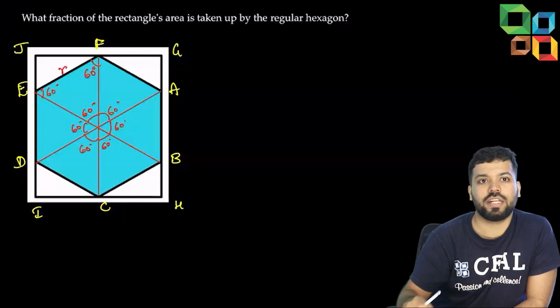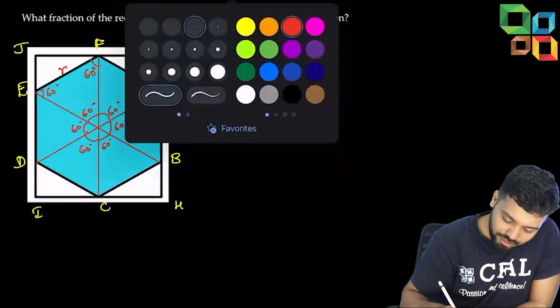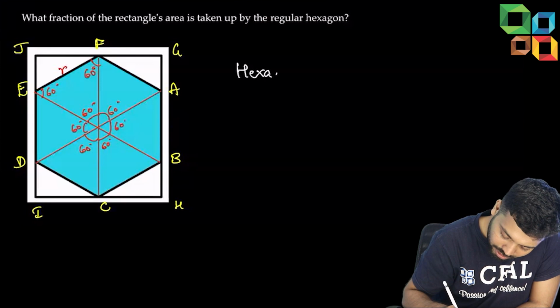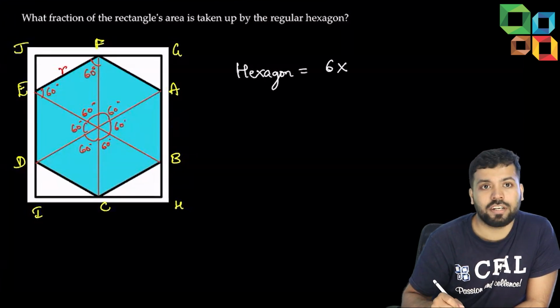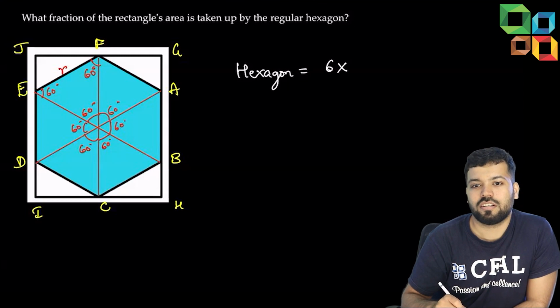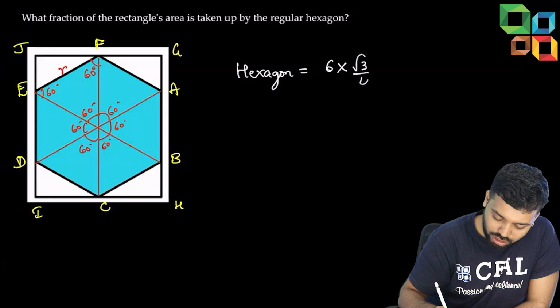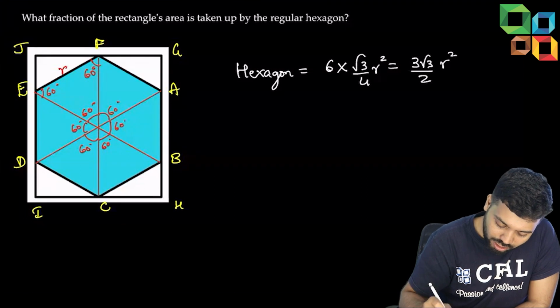So what will be the total area of this blue part? The area of the hexagon will be 6 times the area of an equilateral triangle. What is the area of an equilateral triangle? Root 3 by 4 R square, or 3 root 3 by 2 R square.